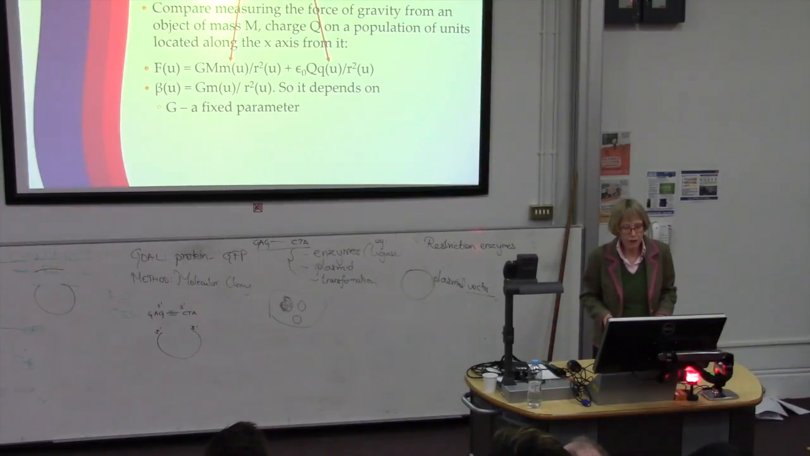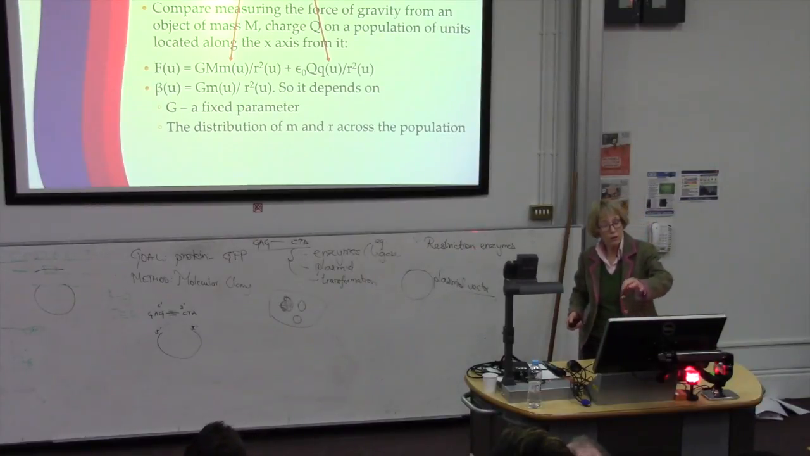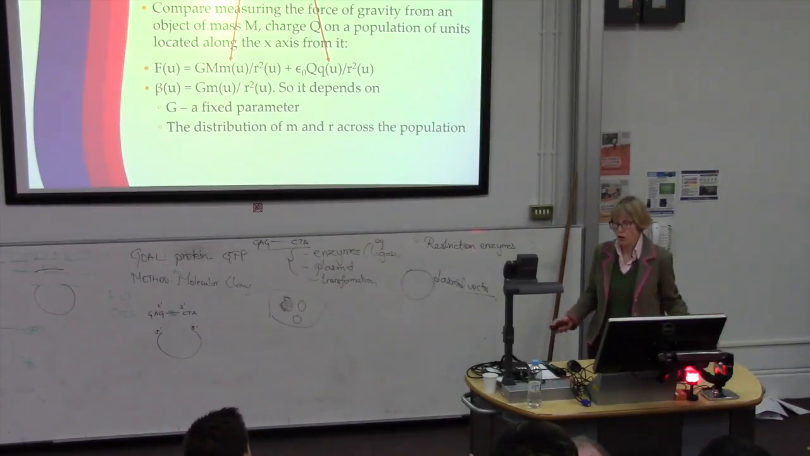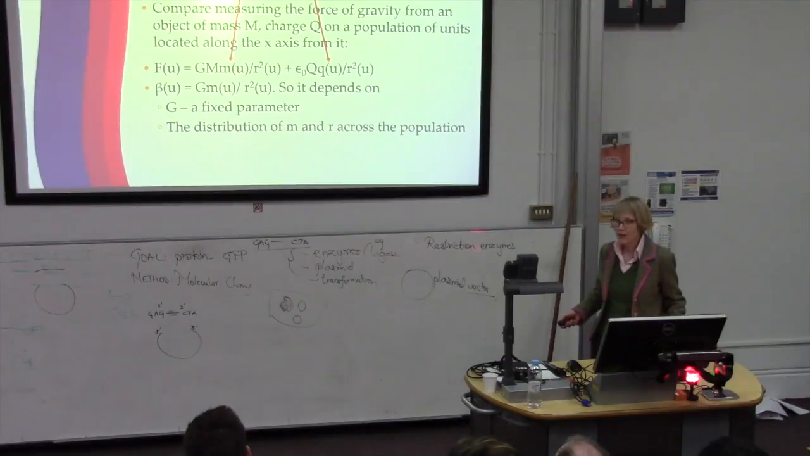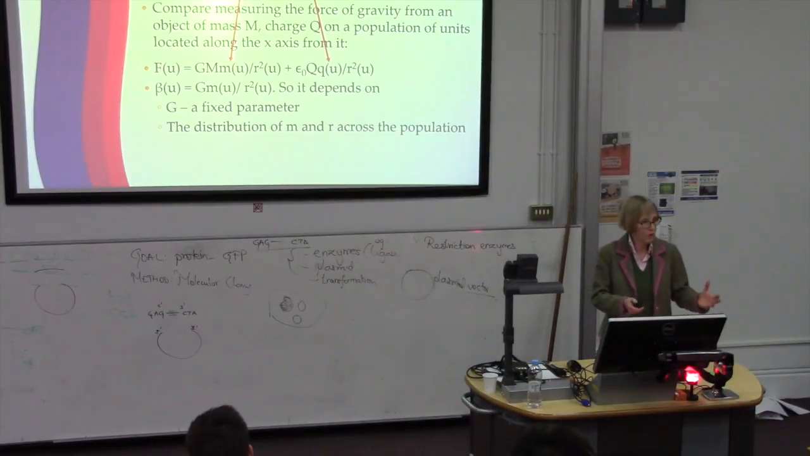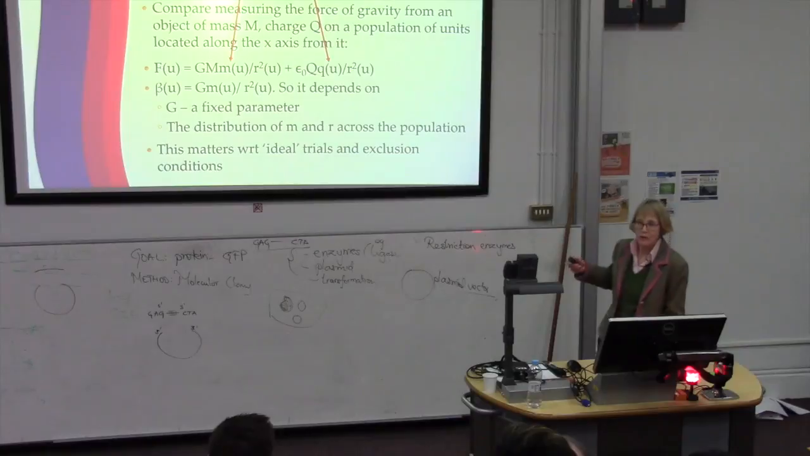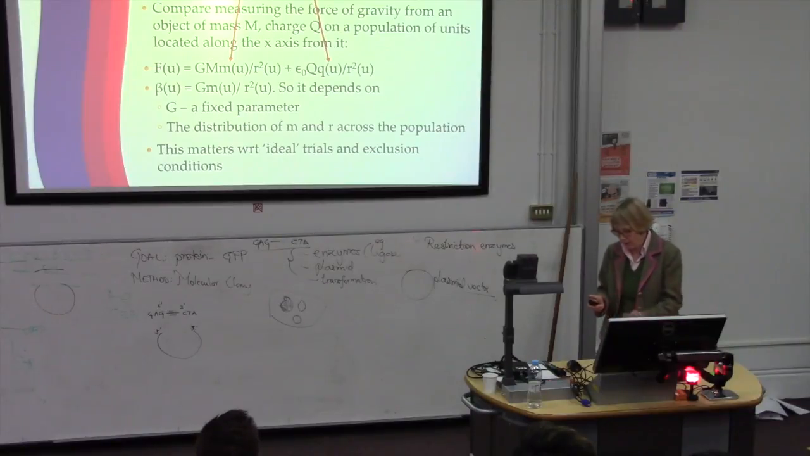So beta average depends on G, which is a fixed parameter, and the distribution of masses and distances across the room. If you all get up and move around, the average treatment effect is going to change dramatically. If we bring in a lot of overweight people, the average treatment effect is going to change. So the average treatment effect really depends on the distribution of these other factors. This matters. You have to keep this vividly in mind when we're thinking about ideal trials and exclusion conditions. Okay, I just want to have the picture.